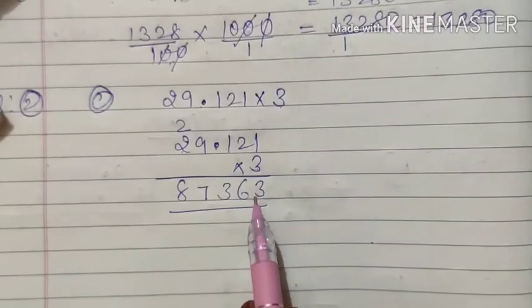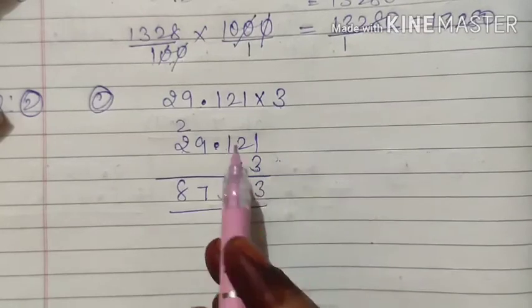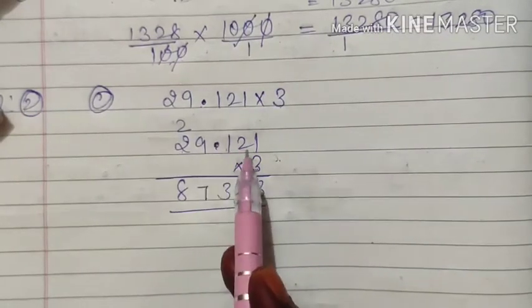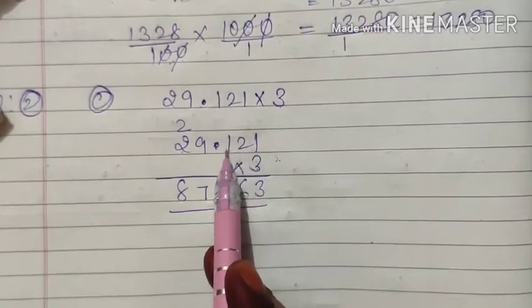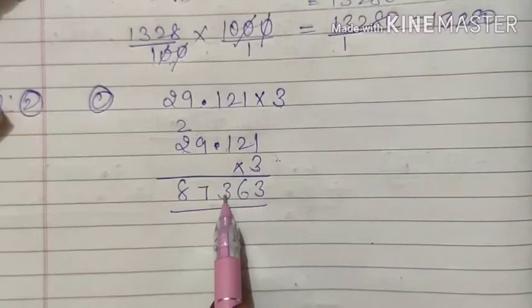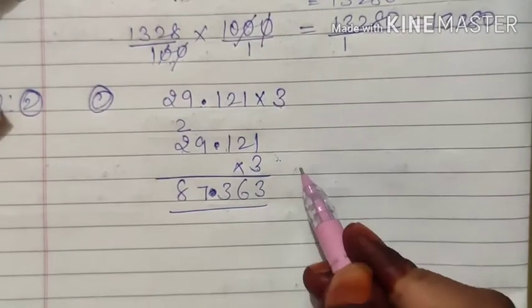So after how many digits we will put the decimal? If you have here a whole number, but only in one number you have a decimal, and that decimal is after 3 digits, 1, 2, 3. So you also put the decimal after 3 digits, 1, 2, 3. So your decimal will be here. This is true for this case.